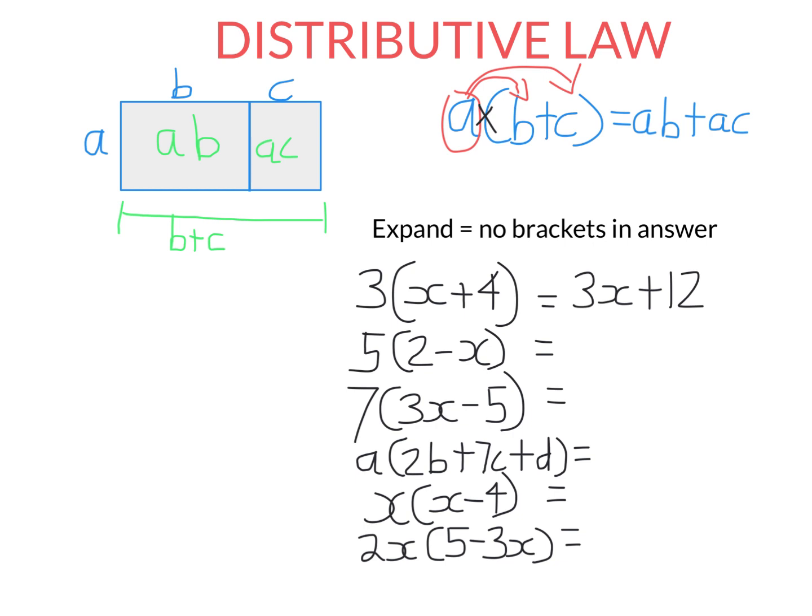Now let's look at the next one. So 5 is outside the brackets. We distribute the 5 to the 2. 5 times 2 is 10. 5 times negative x is negative 5x. Just make sure you remember, positive times a negative gives a negative.